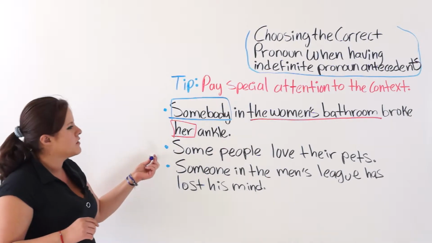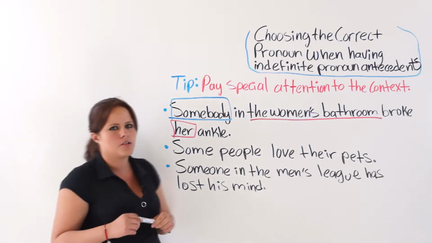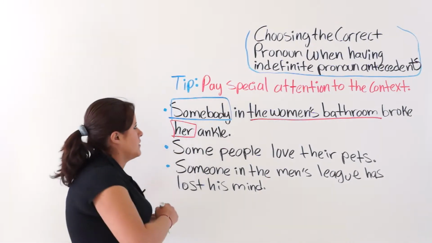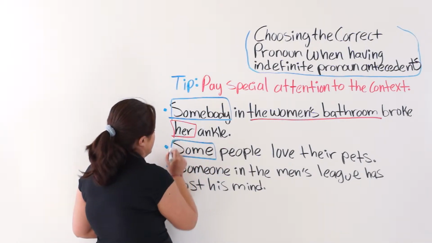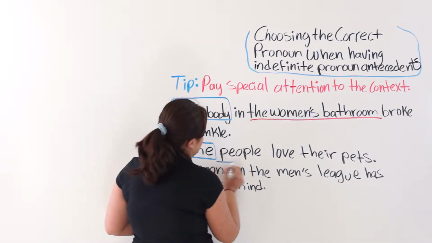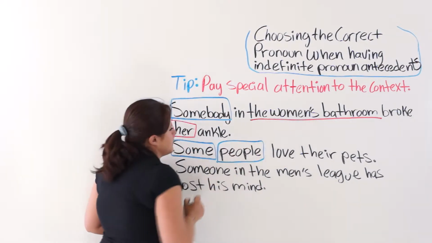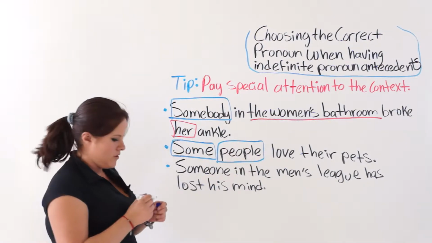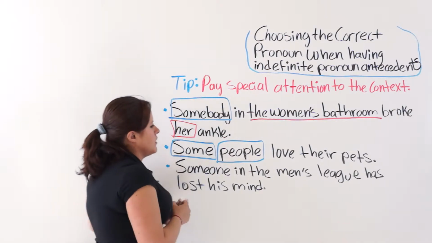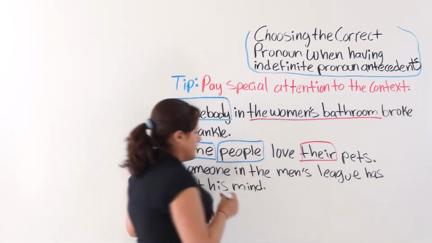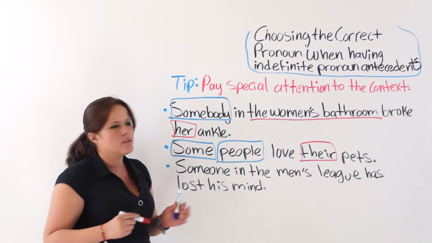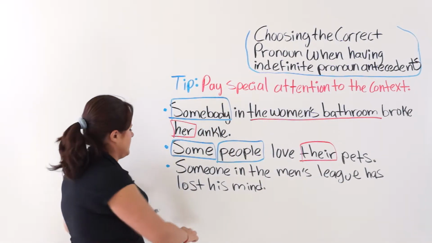The next one is, some people love their pets. Some is a plural indefinite pronoun. We know that people is a plural noun. So we know that we must use a plural pronoun in this case. Some people love their pets.